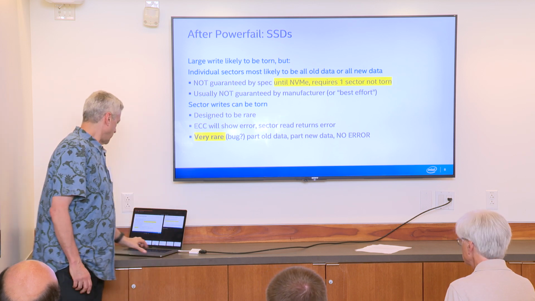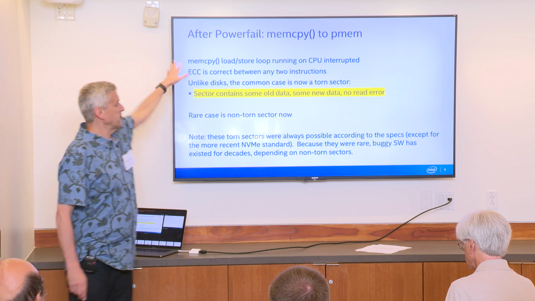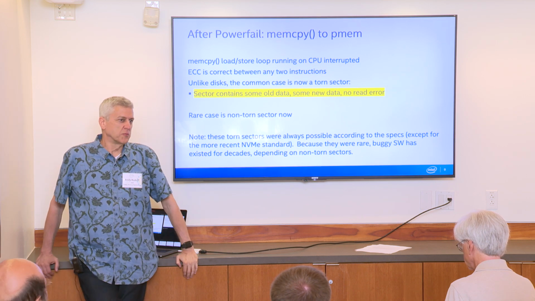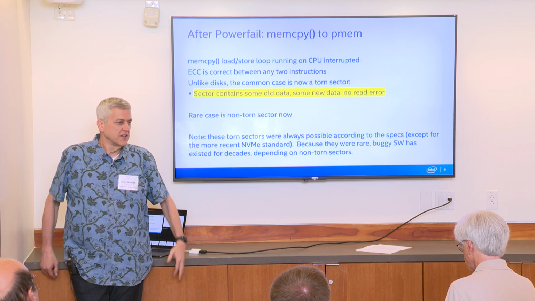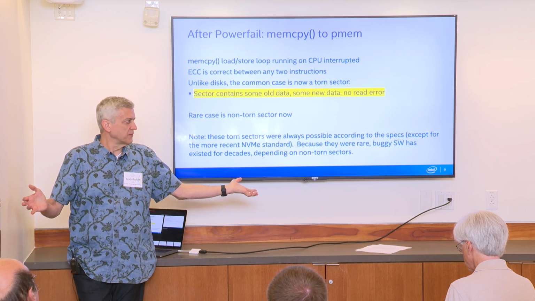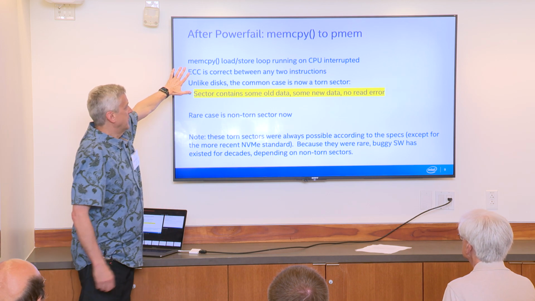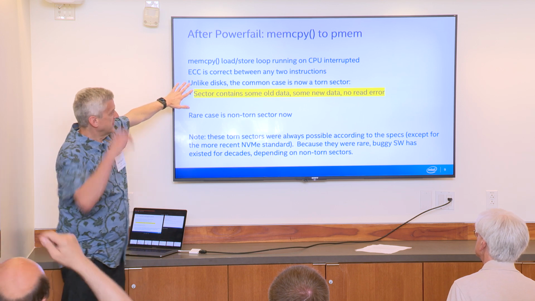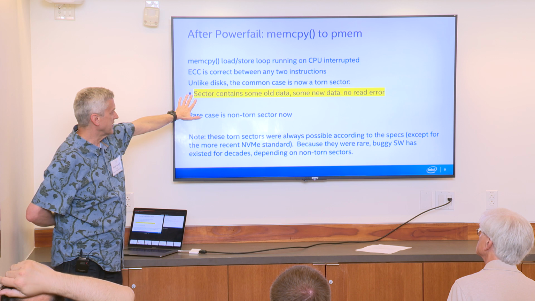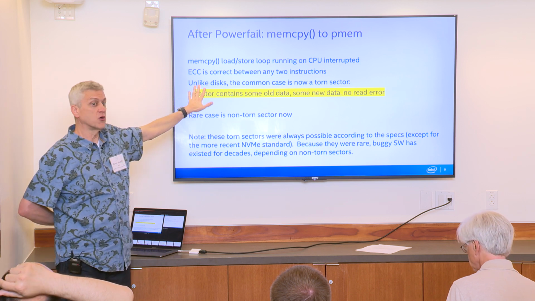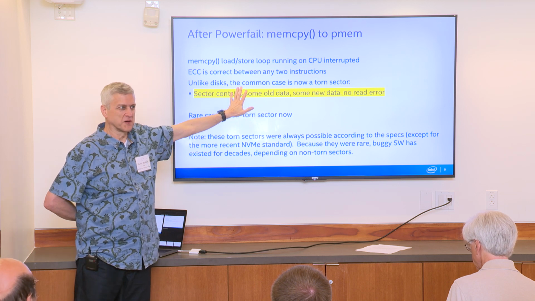Okay. Now let's talk about my little memcopy driver in persistent memory. So a memcopy is just a loop of loads and stores. So between any two store instructions, if you interrupt the memcopy, if you have a power failure, the ECC in the persistent memory is correct, right? So there's no way to tell that the sector was torn if it's just a memcopy. The sector will contain some of the old data, some of the new data, and no read error. This is the common case for persistent memory, right?